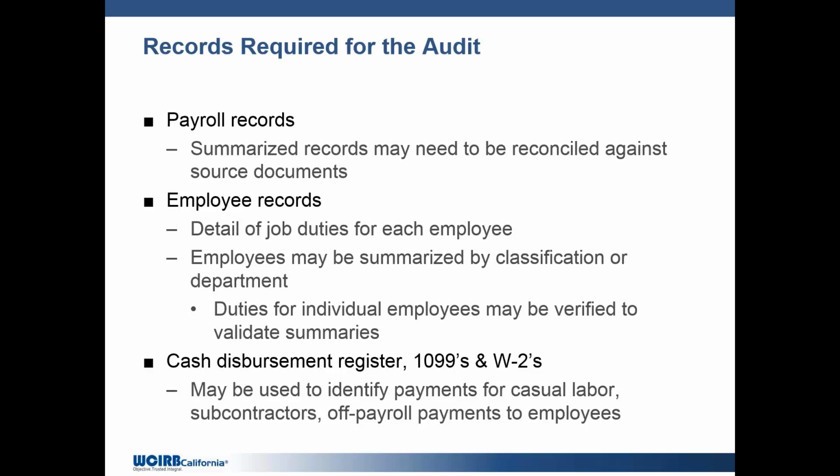In addition, the auditor may ask for cash disbursement registers, 1099s and W-2s. And I know sometimes policyholders get a little anxious when you start asking for these kinds of records, and they're kind of wondering, well, hey, what's that about? Basically, the auditor is going to look through those records to determine, are there payments to casual labor? Are there subcontractors? Are there off-payroll payments to employees? Sometimes there are payments that were paid through cash that otherwise would be considered payroll, and so that would be their purpose for looking for that particular information.